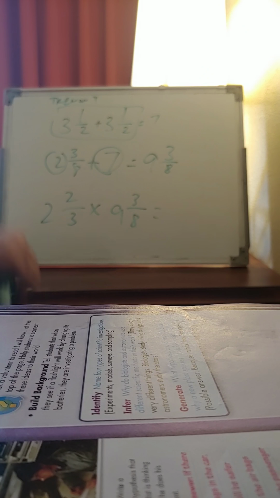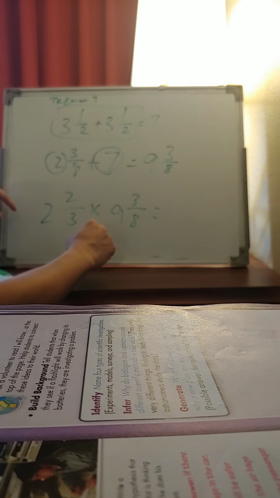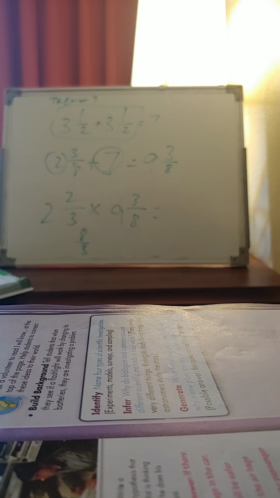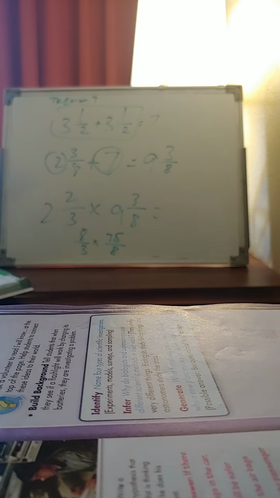Numerator, denominator, times denominator. So this would be 2 times 3 is 6, plus 2 is 8. Let me make sure you can see this. Okay, 8 over 3. And 9 times 8 is 72, plus 3 is 75 over 8.